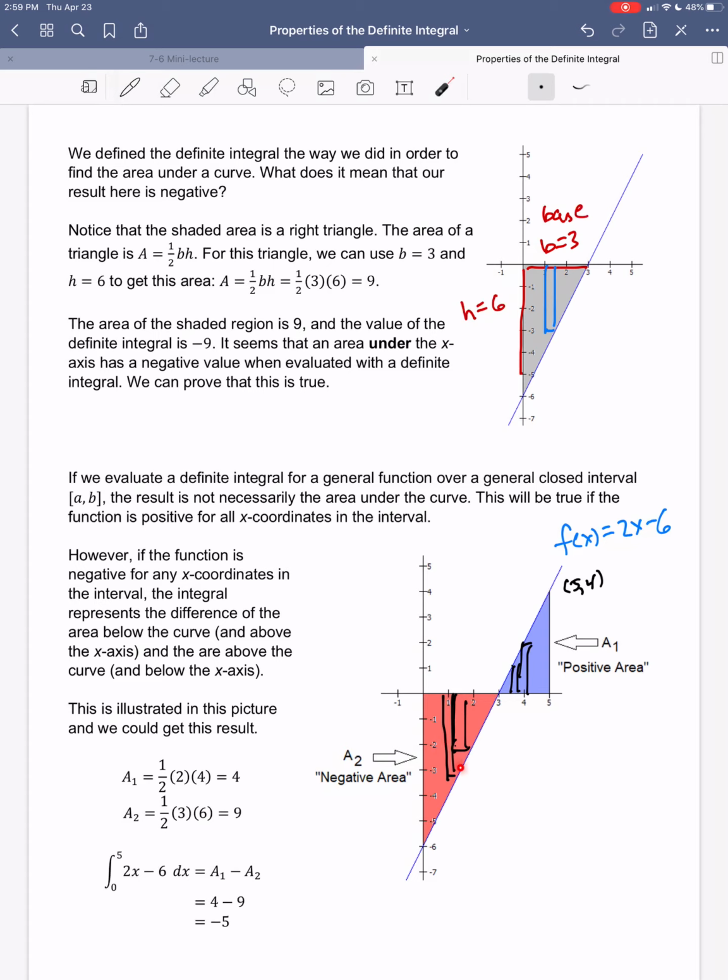We already found this red area before up there, that's 9. But to do this whole integral from 0 to 5, it would be the positive area minus the negative area. So the positive area A1 is 4. The negative area A2 is 9. 4 minus 9 would be negative 5. And that would be the value of this integral. Okay?